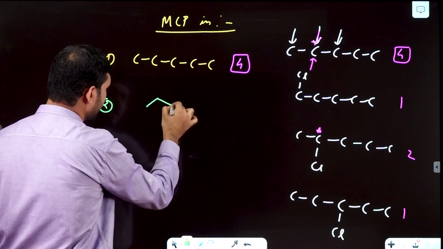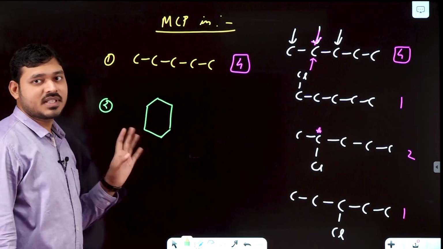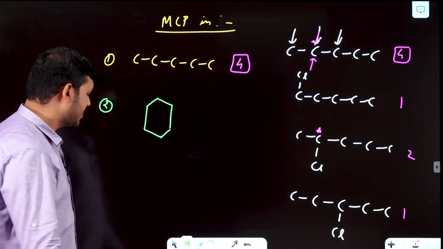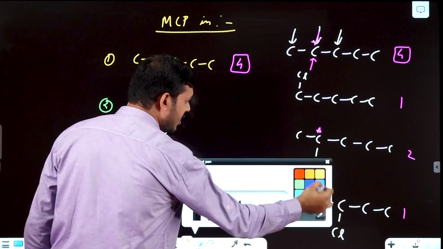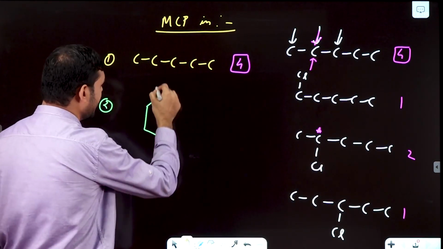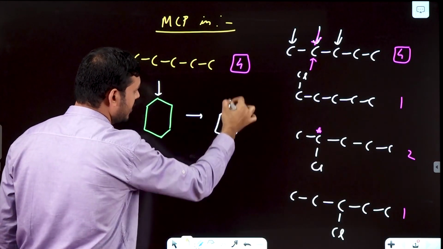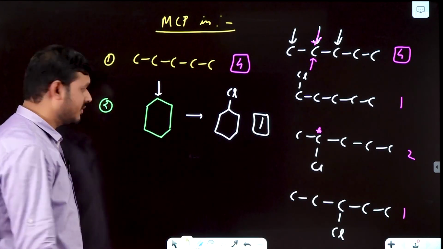Next, check in cyclohexane. Now in cyclohexane, if I have to say monochloro product, it is very simple to see that in any of the portion, see all portions are symmetrical, so in any of the portion, suppose I say here, so what it will become? It will become 1 chlorocyclohexane. So only one possibility, right?